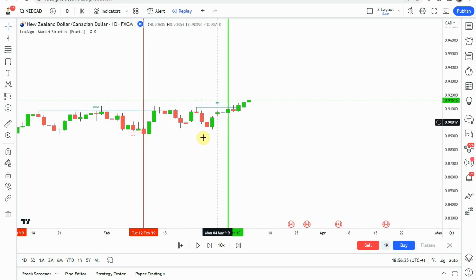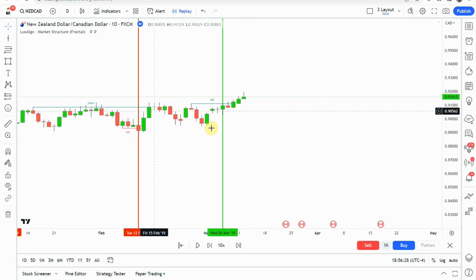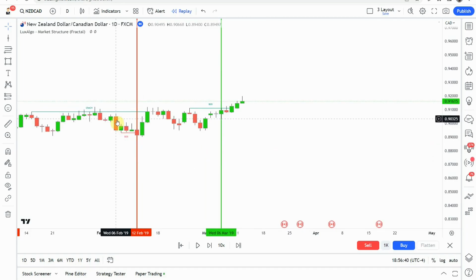Alright, so then we pick up a long signal right here on this one, and we were actually looking at this fractal line right here. So we get that break above that fractal, or I'm sorry, that market structure line. I keep calling it a fractal, but that is a market structure line right there, and price breaks above and closes above it right here on this candle.